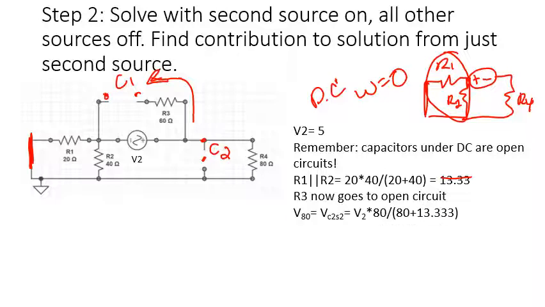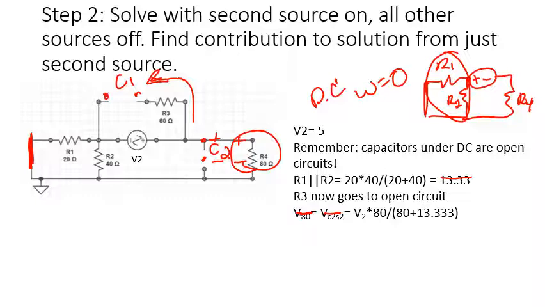Since it was in series with that capacitor, this means that the voltage drop I was looking for across C2 is the same as the voltage drop across R4, my 80 ohm resistor. So the voltage across my 80 equals the voltage drop across capacitor 2 from source 2's effect. I can do that now by voltage divider.